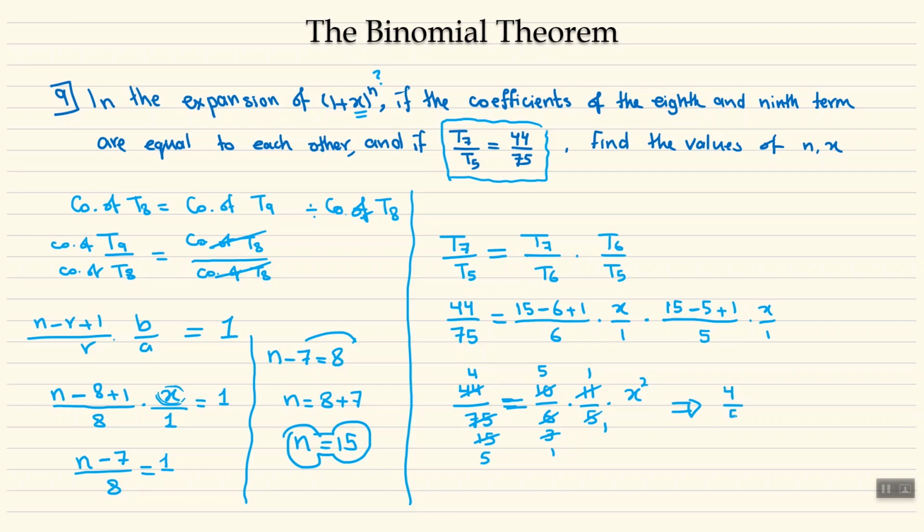4 over 5 equals, here what do we have? We have 5x squared. What do we want to make the subject? We want x to be the subject. So I'll divide by 5. I don't like to divide when there is a fraction. So I'm going to multiply by 1 over 5, both sides, to cancel the 5. So what are we going to get? We will get 4 over 25 equals x squared. I'll take the root for both sides. So x is going to be equal to plus minus 2 over 5. So these are the possible values of x. And here we had the possible values of n.